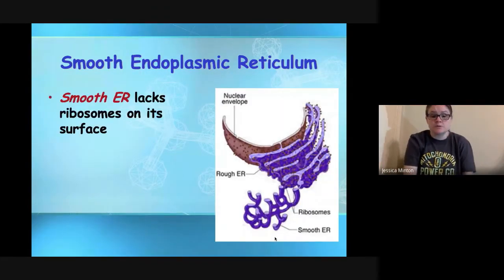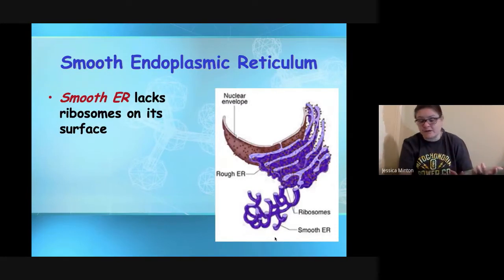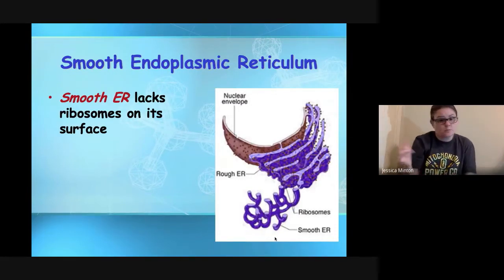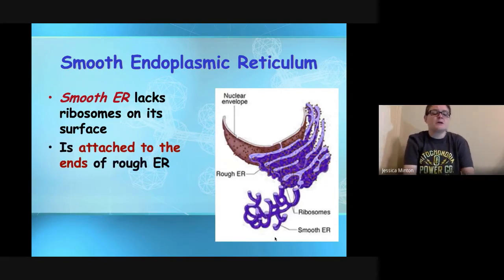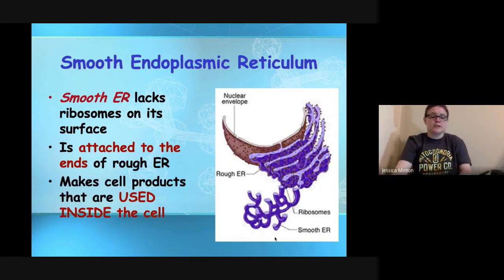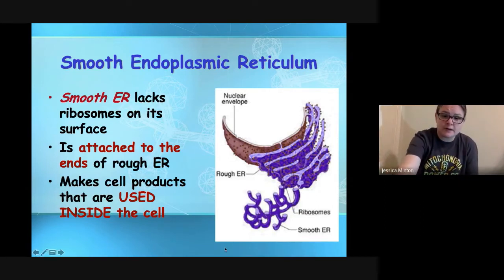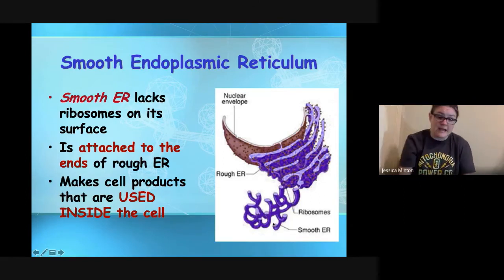So let's go to the smooth. Now, first off, if rough ER is rough because of ribosomes, smooth ER is without them. So the smooth ER is going to lack the ribosomes. They're not going to attach. When I look here, we go back into the cell. We've got the nuclear envelope. Hooked to the nuclear envelope is the rough ER, and hooked to the rough ER is the smooth ER. So we're just working our way out.